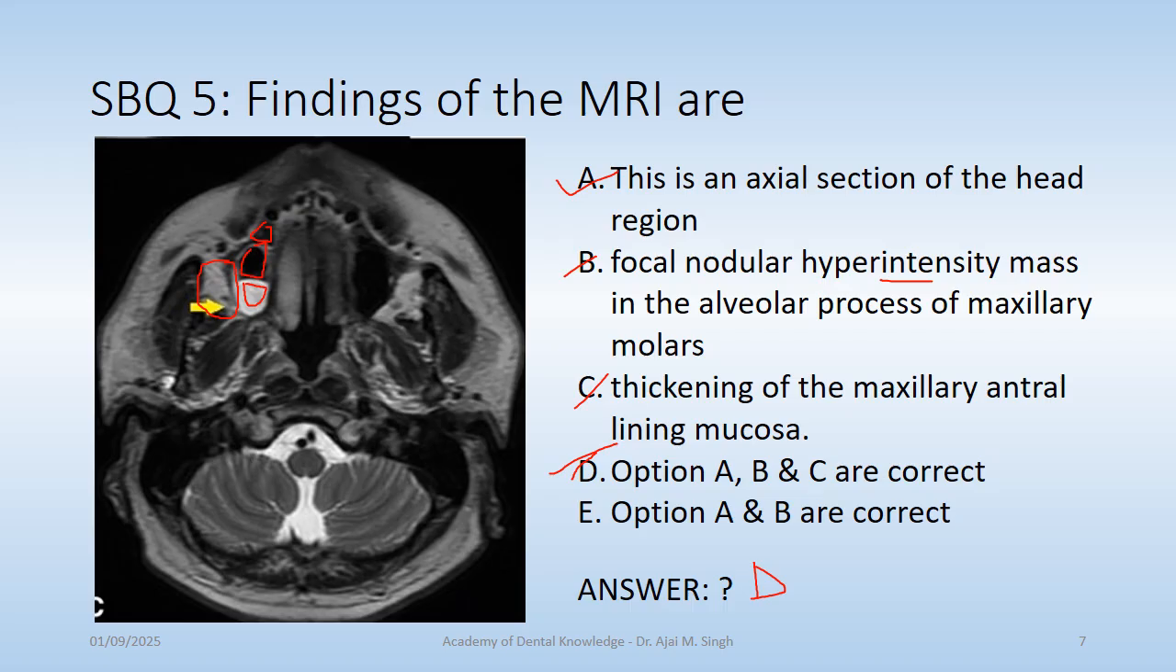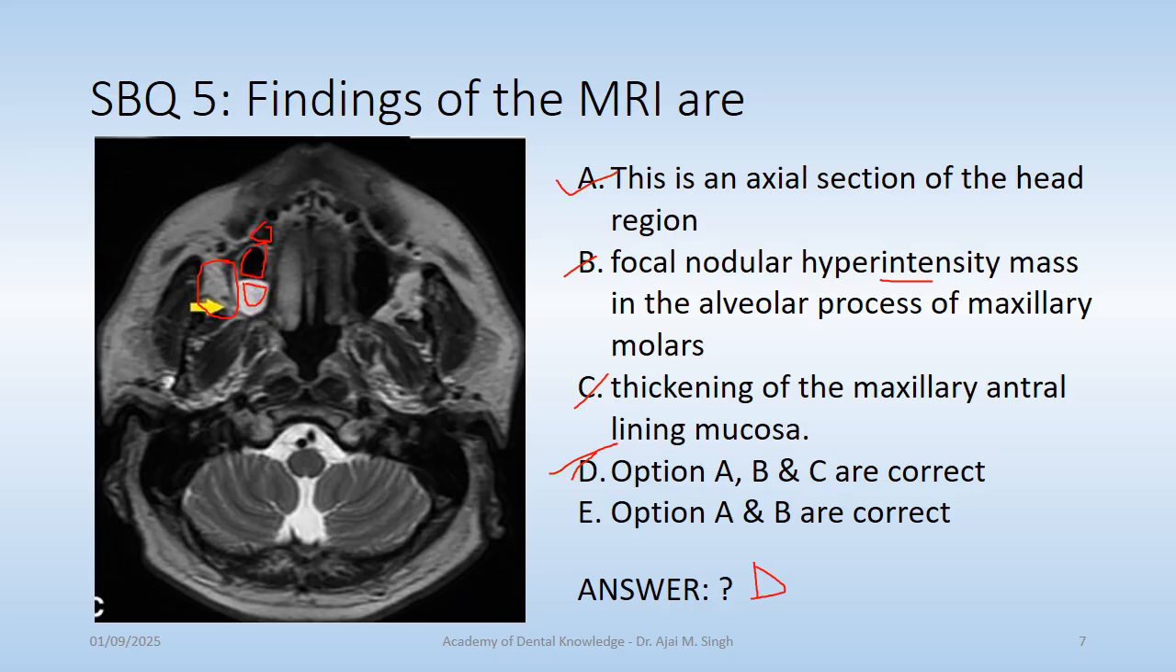Scenario based question number 5 is asking for findings of the MRI. Option A is this is an axial section of the head region. Of course it is the axial section or transverse section of the head region, so this is the correct answer. Option B is the focal nodular hyperintensity mass in the alveolar process of the maxillary molar. Hyperintensity mass.